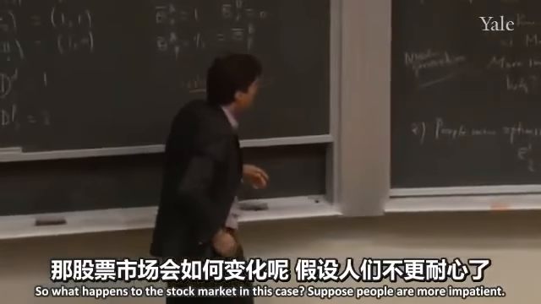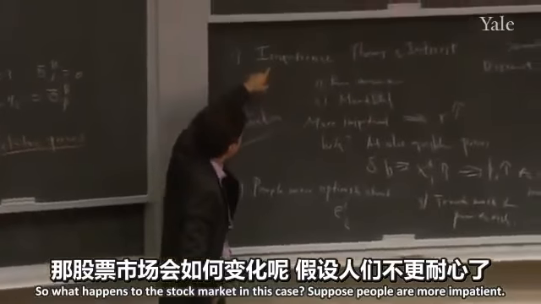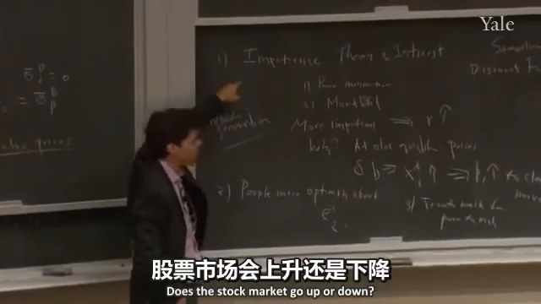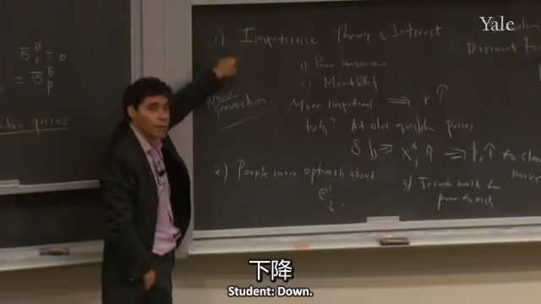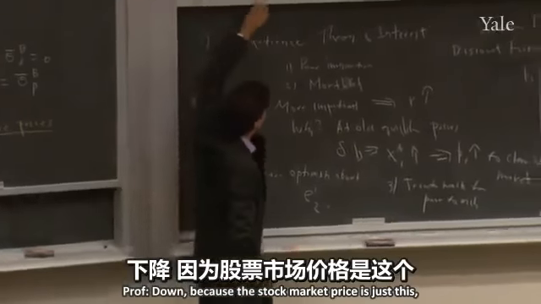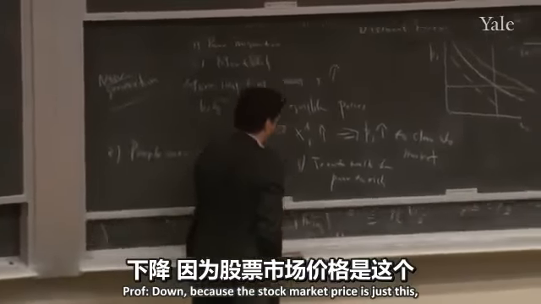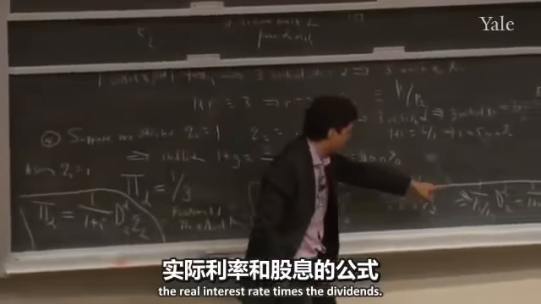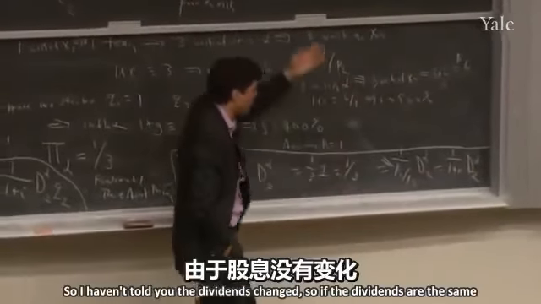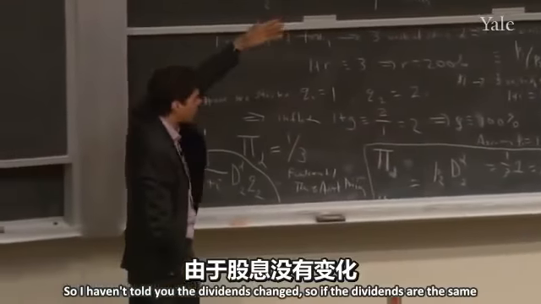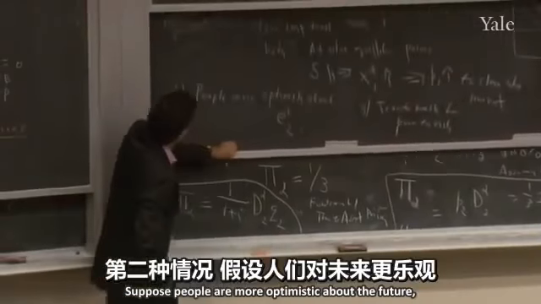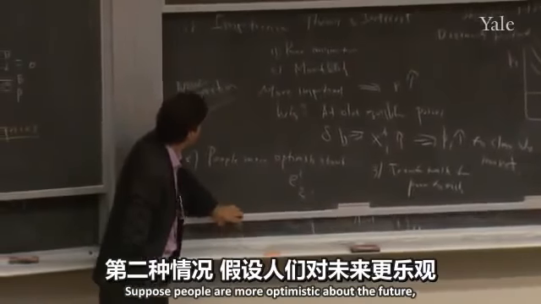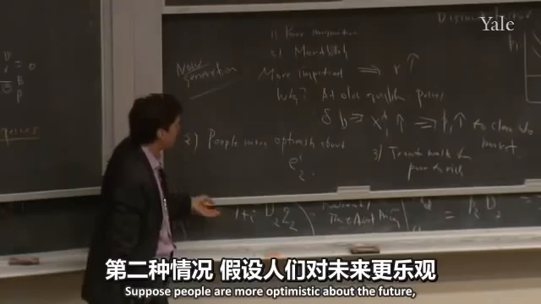Okay, so what happens to the stock market in this case? Suppose people are more impatient. Does the stock market go up or down? Down, because the stock market price is just this: the real interest rate times the dividend. So I haven't told you the dividends changed. So if the dividends are the same and the real interest rate's gone up, the stock market's gone down. So what happens if, suppose people are more optimistic about the future.